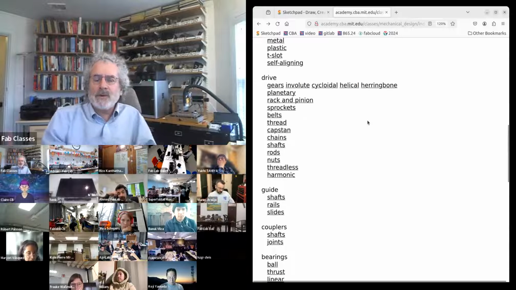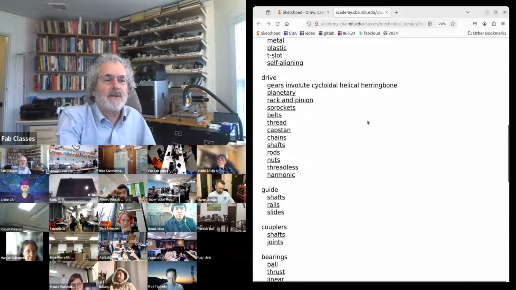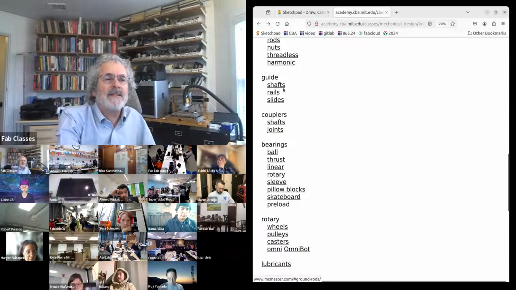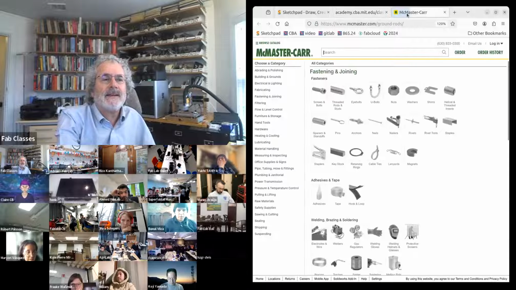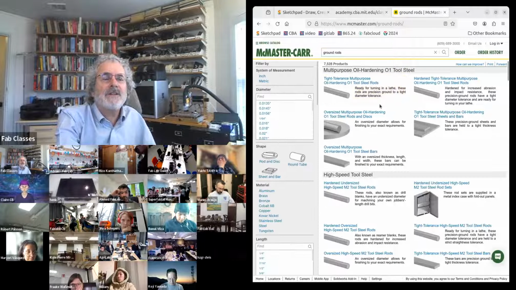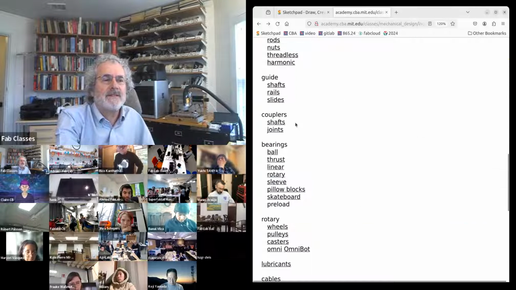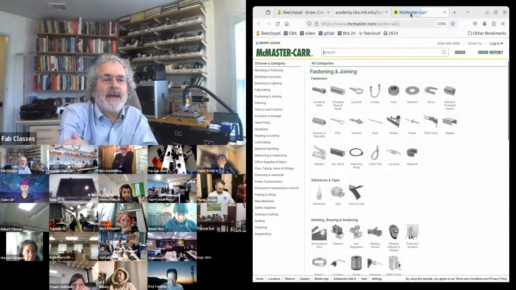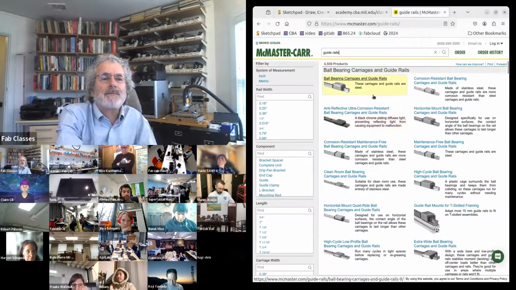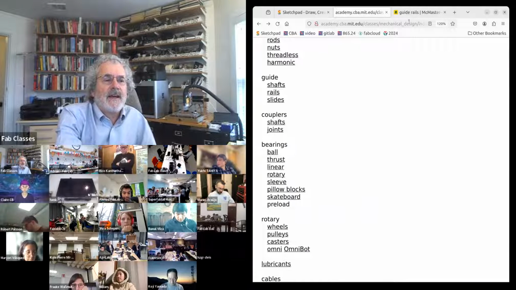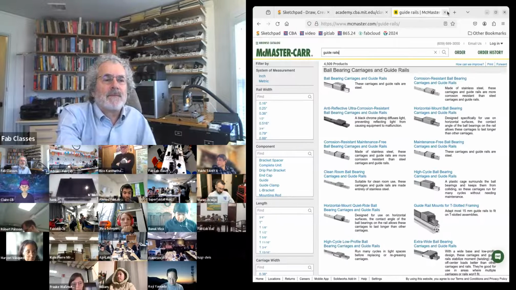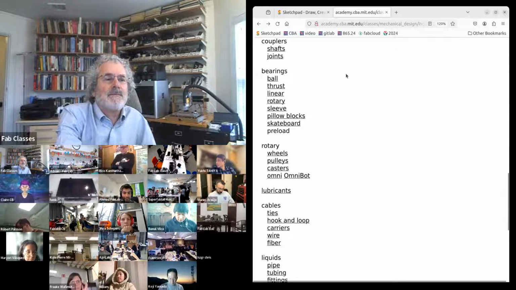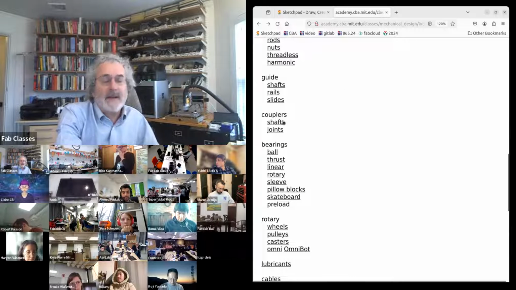Okay, so those are ways to get your force into a mechanism. Then we need to guide it. And so again, these hardened shafts give you axes you can go down. And then you can get rails, which are bearings on shafts. Then there's one more step before we get to bearings.